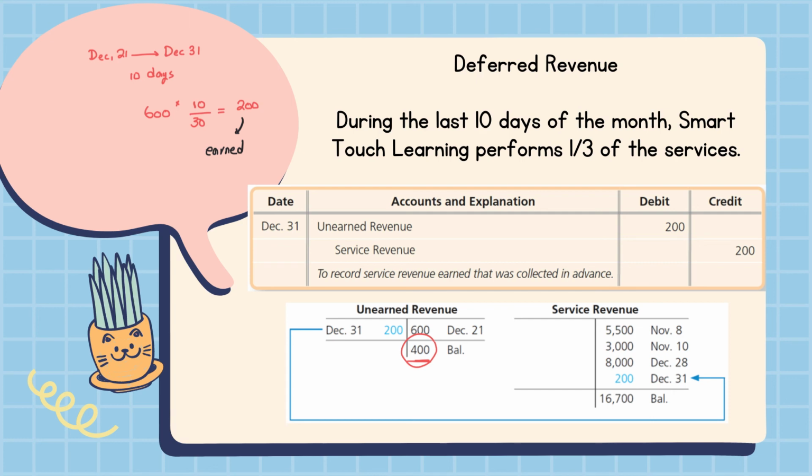Now for the service revenue, we're gonna record the amount that's earned. It's earned, so it's revenue. So the entry will be a liability, which is decreasing at the debit side, and service revenue on the credit side. And the amount earned is 200.